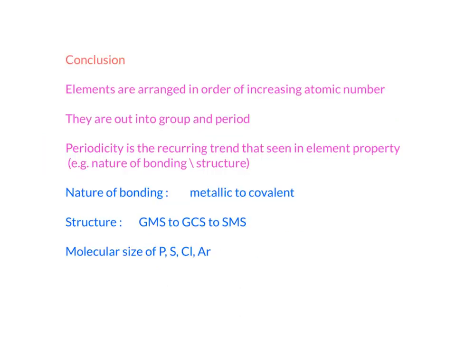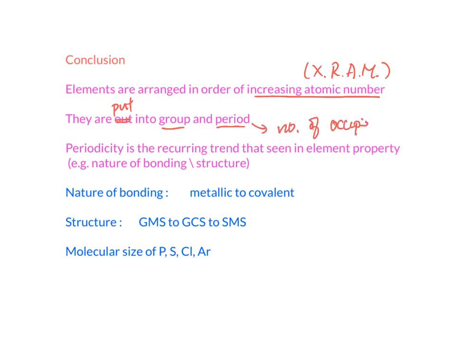So conclusion, you have to remember elements are arranged in the order of increasing atomic number, not relative atomic mass. Even though they look like it, actually they are not. So they are put according to group and also period. One will be related to the number of outermost shell electrons, one will be related to the number of occupied electron shells. Also periodicity is not found in your textbook, but they are talking about the recurring trend. That means they will occur again and again and again.